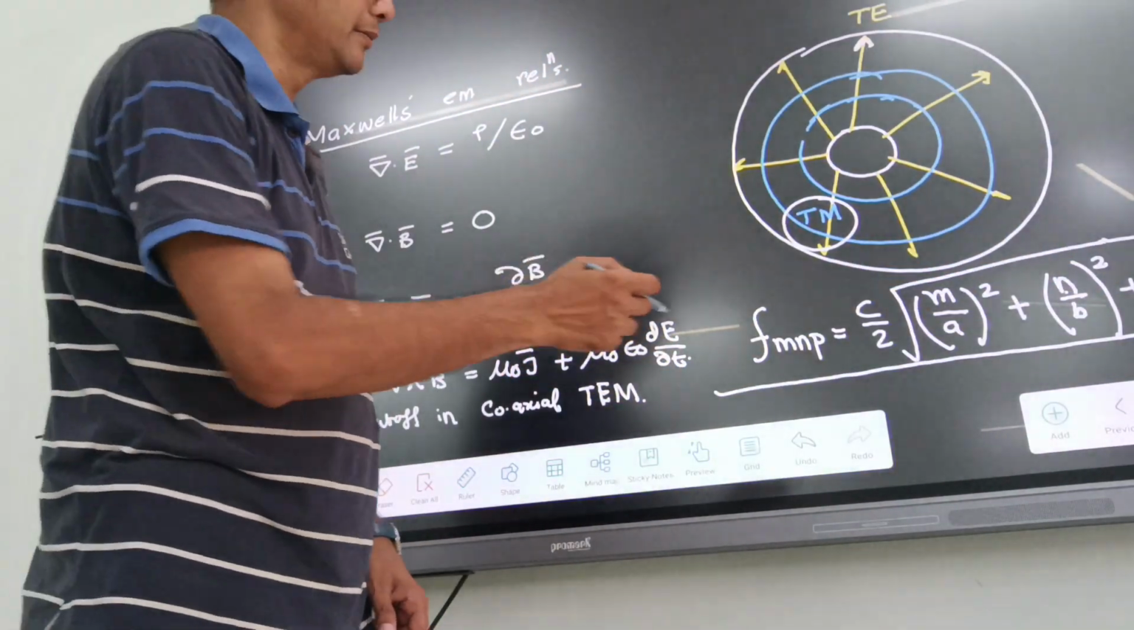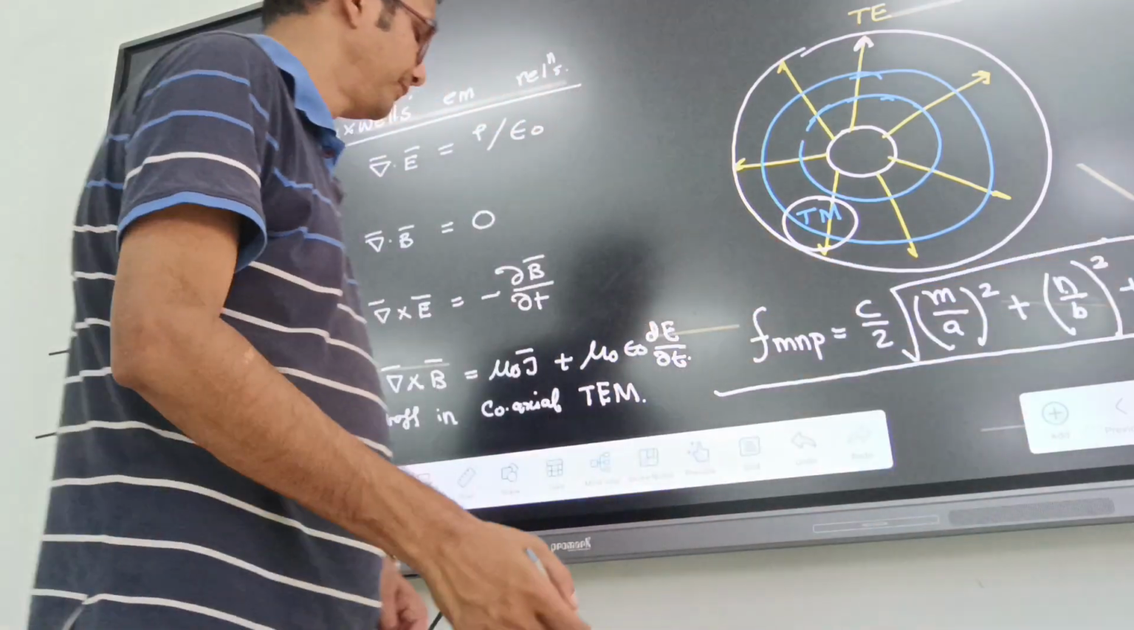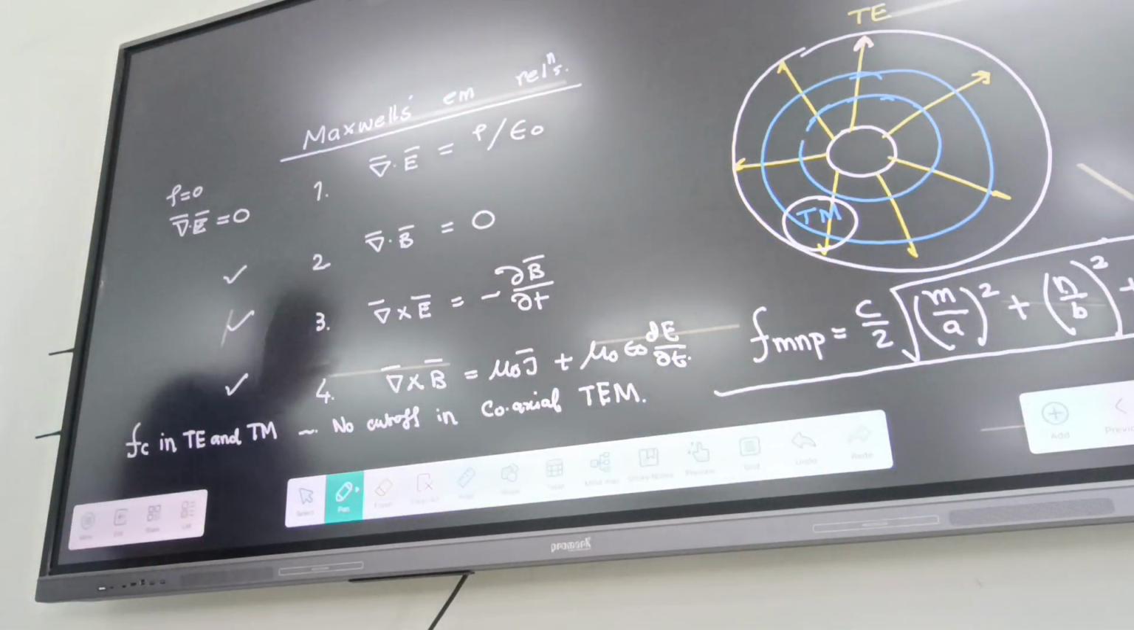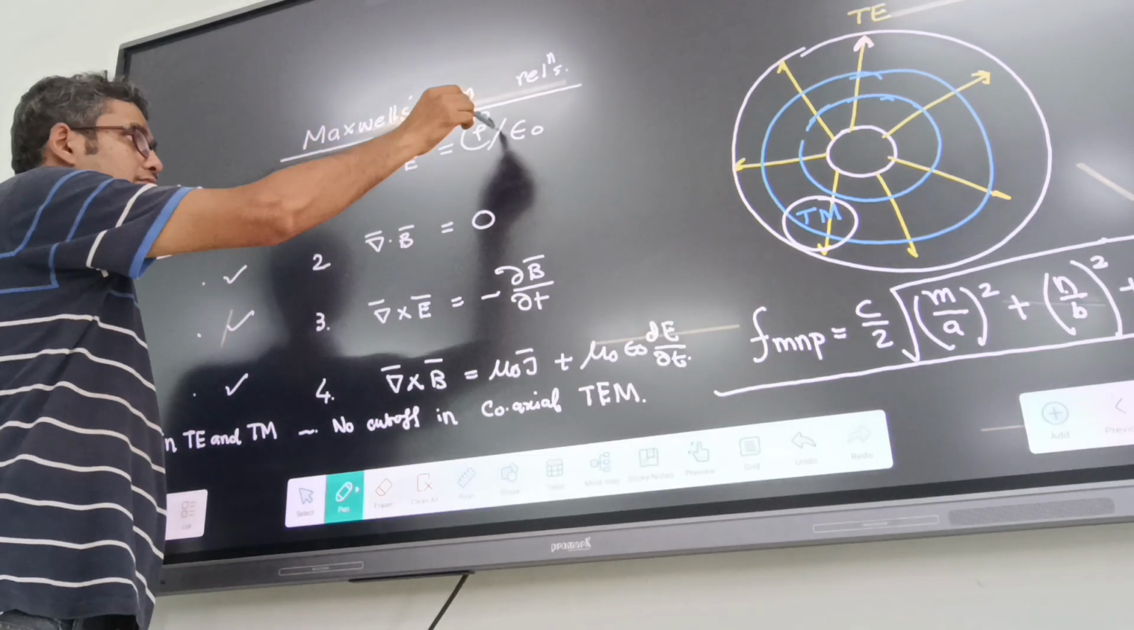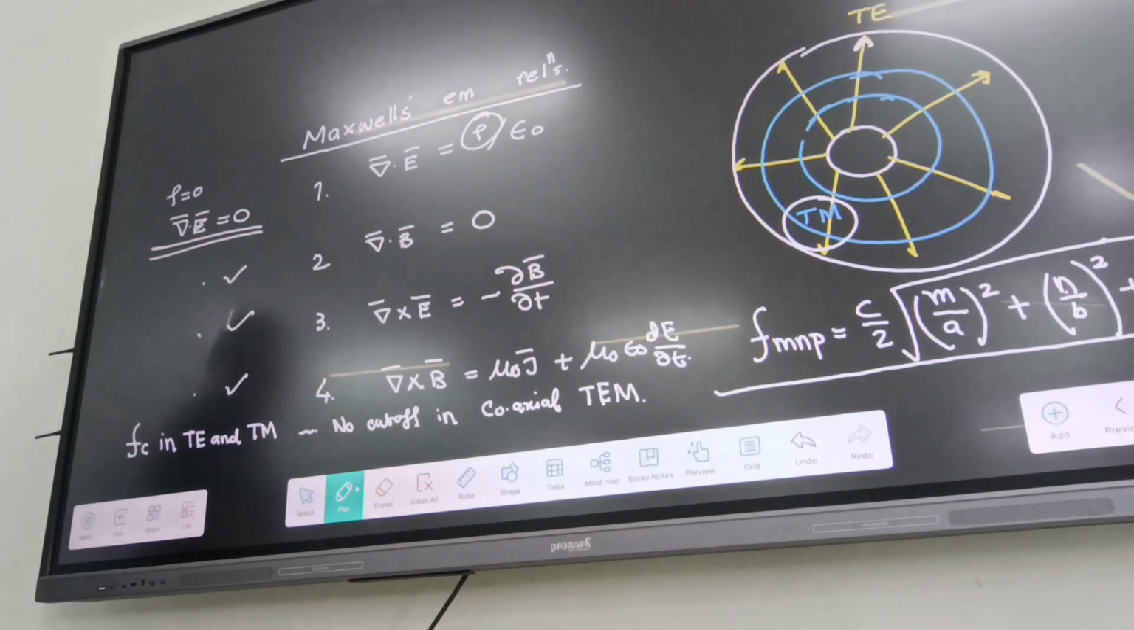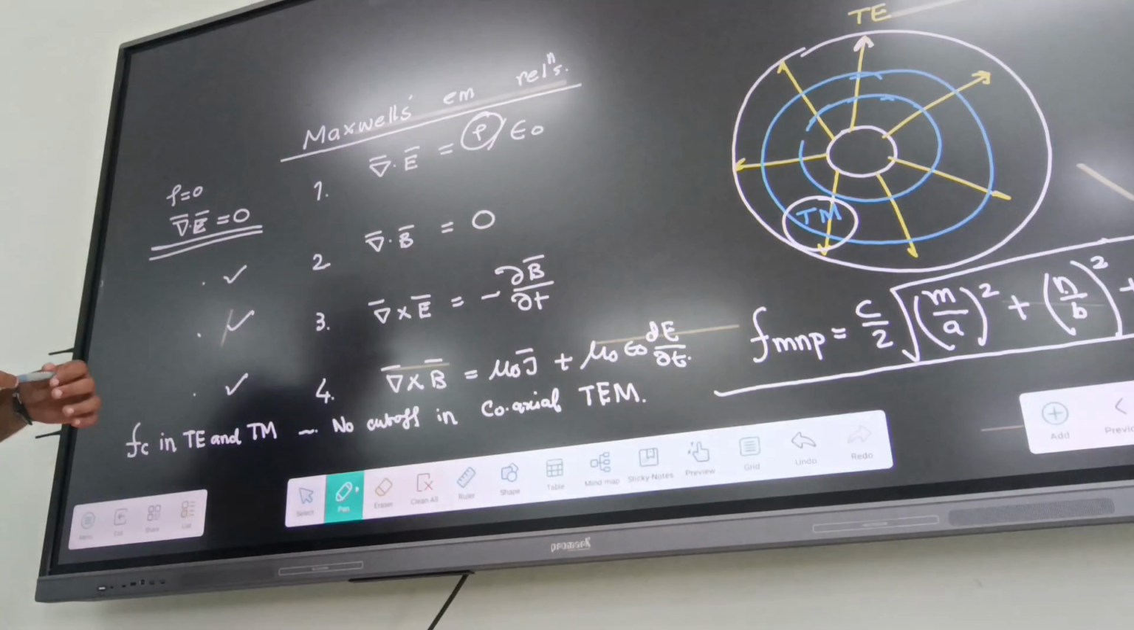And these dimensions, length, breadth and so on. Maxwell's equations are followed everywhere. These things remain the same. Only this one changes because there is no charge density inside the equation. Okay? Okay, so that's it for today.